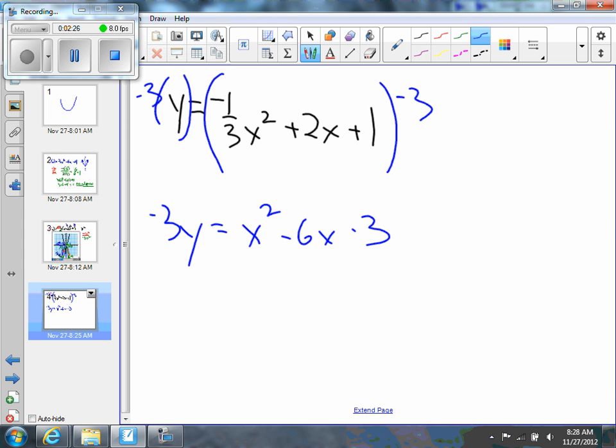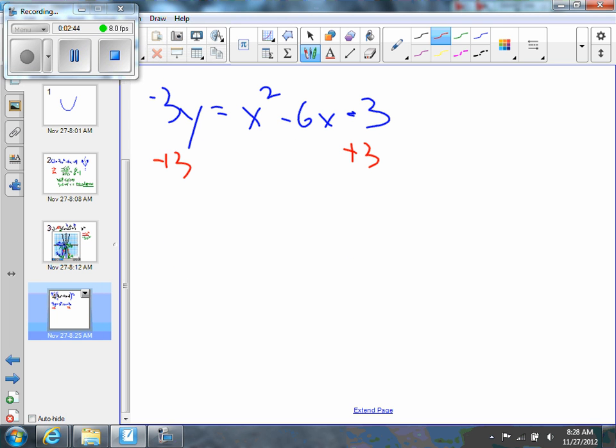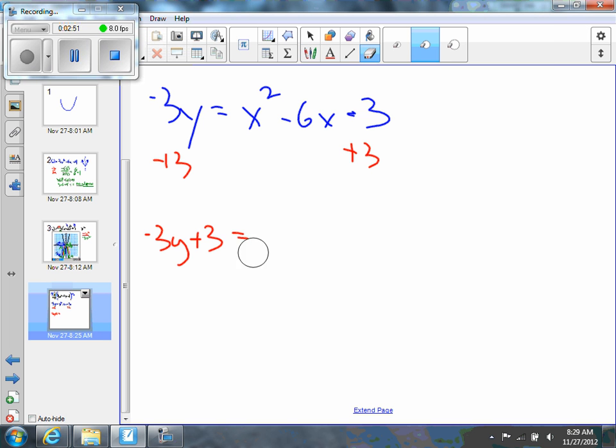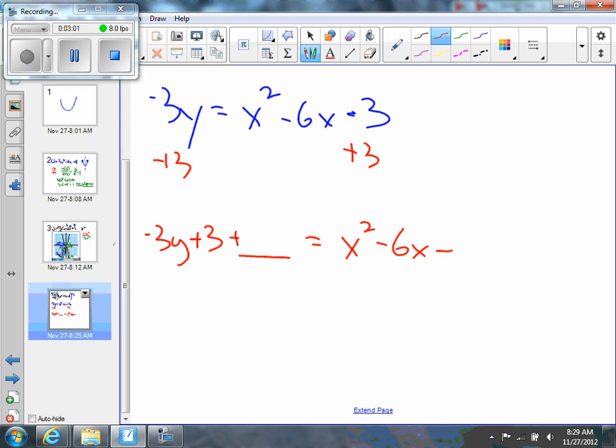So now I have -3y is equal to x squared minus 6x minus 3. I still need to get it into vertex form. I'm going to take my constant here, and I'm going to add it to both sides. So I have -3y plus 3, plus blank, because I know I'm going to complete the square, is equal to x squared minus 6x plus blank.